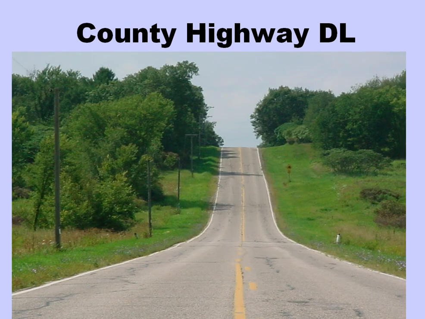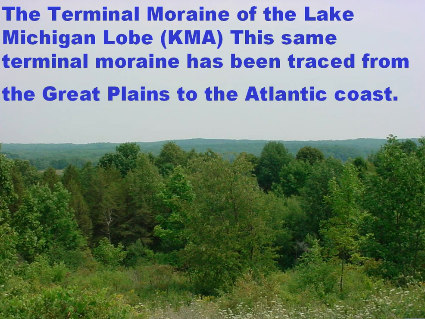For example, if you've ever been out by Devil's Lake, this is one of the roads that goes through Devil's Lake State Park. It's County Road DL. And you can see how tall this moraine is. This is considered to be one of the terminal moraines. It marks the furthest extent of the Green Bay Lobe as it came through this part of the state. And here's a view from the top of another part of the lobe. Here's the terminal moraine of the Lake Michigan Lobe, the same terminal moraine. If we would follow it, we could actually follow it all the way out to the Great Plains and all the way to the Atlantic coast.